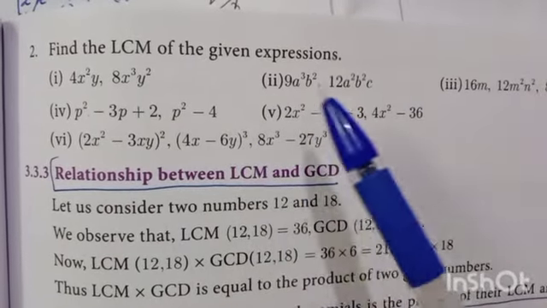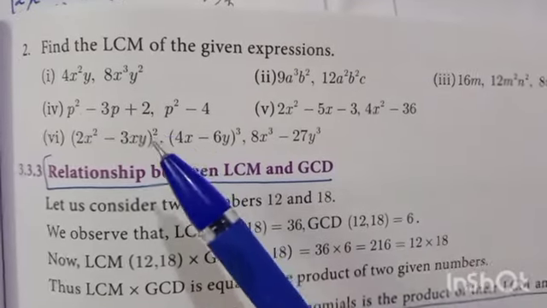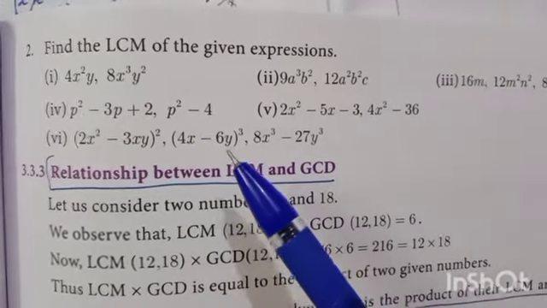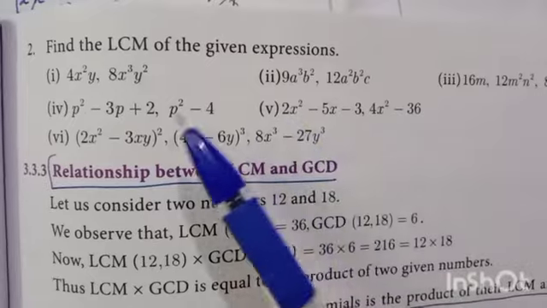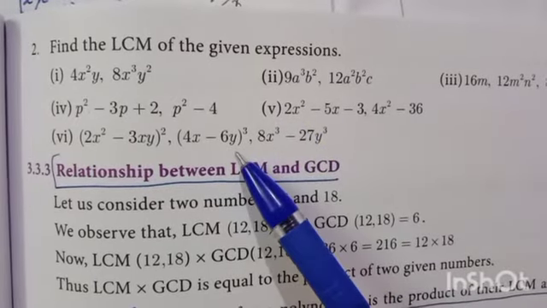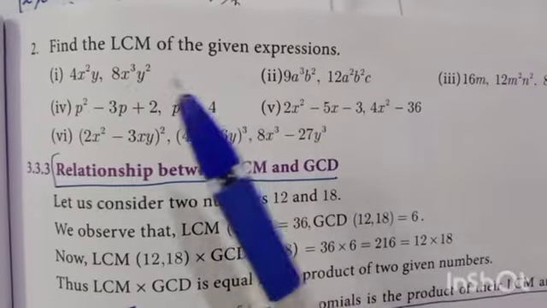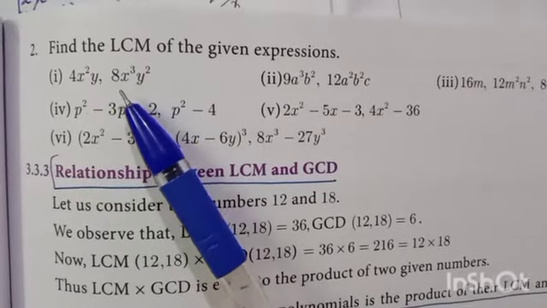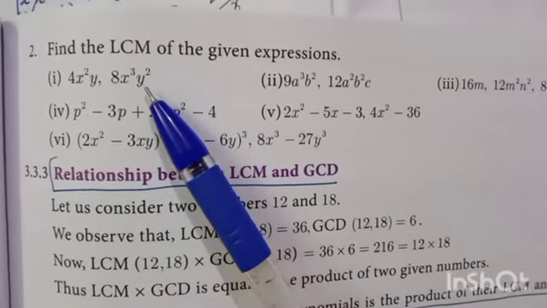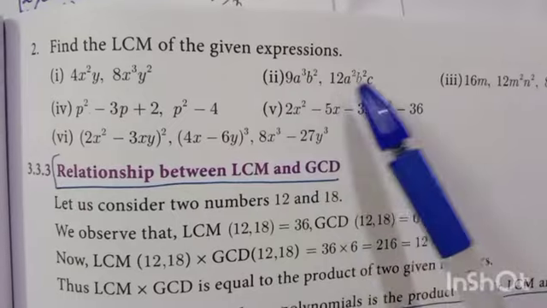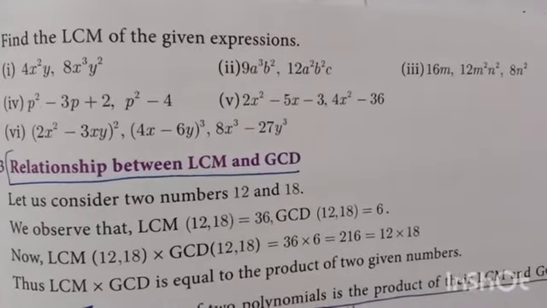For these six problems, we have to find the LCM. The first three problems have the same method. The fourth, fifth and sixth have another method, the factorization method. For the first three problems, you directly find the LCM of the coefficients and of the variables.